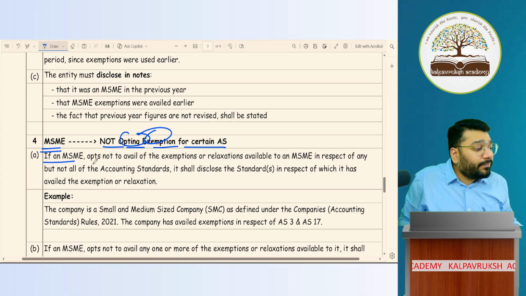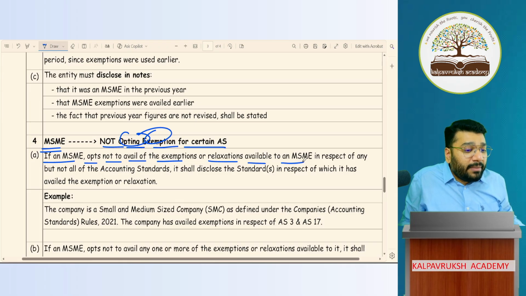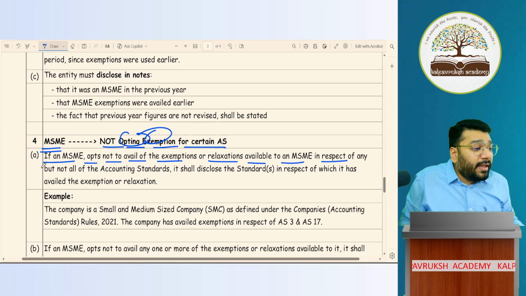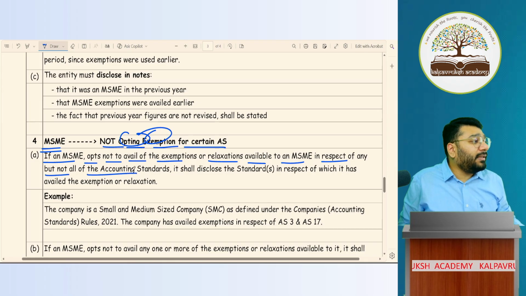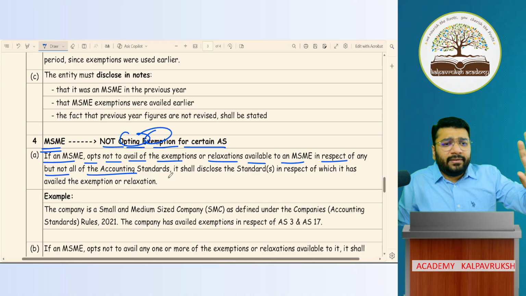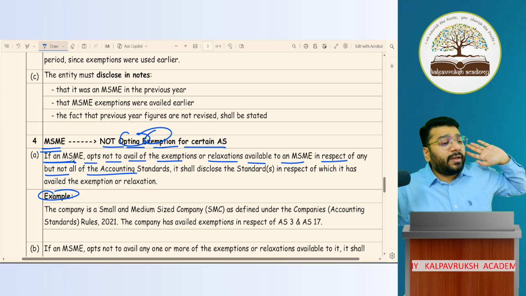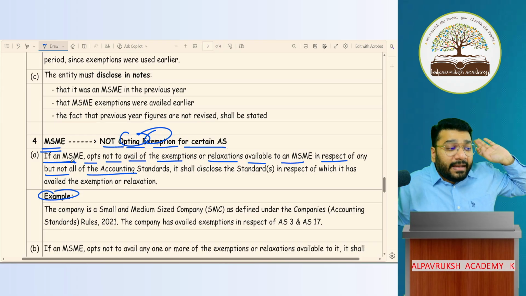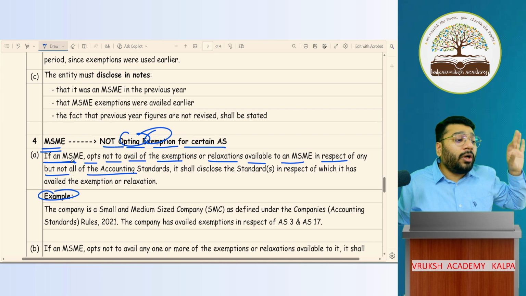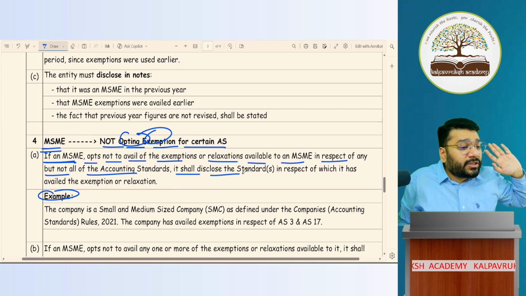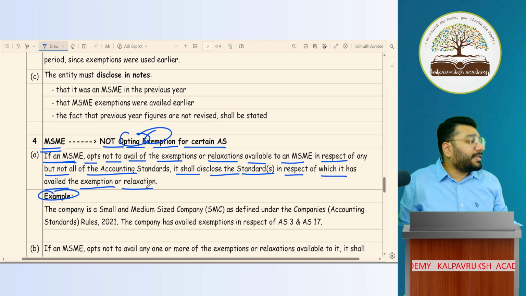If an MSME opts not to avail exemption or relaxation available to an MSME in respect of any but not all AS, let me read this, I'll give an example below. If an MSME opts not to avail exemption or relaxation available to an MSME in respect of any but not all the accounting standards, it shall disclose the standards in respect of which it has availed exemption and relaxation.